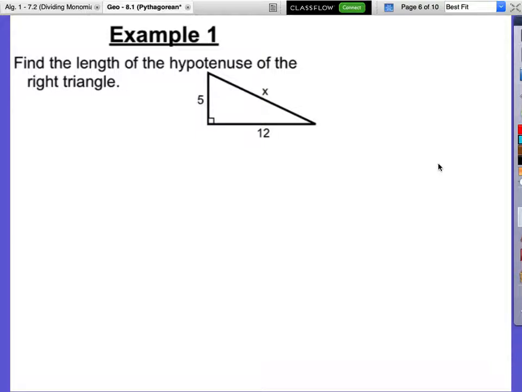Make sure to find what the length is, not what the squared length is.